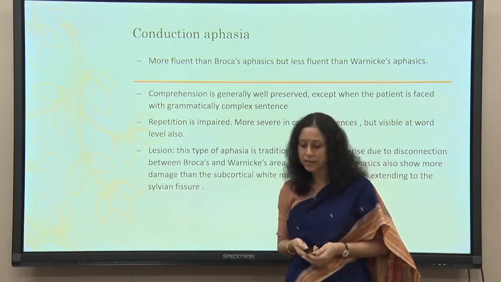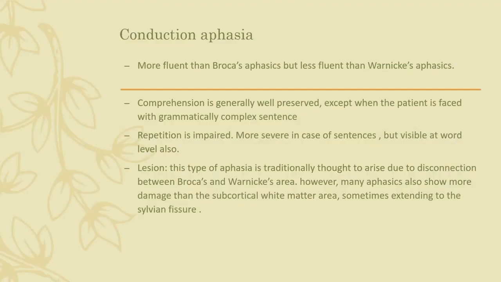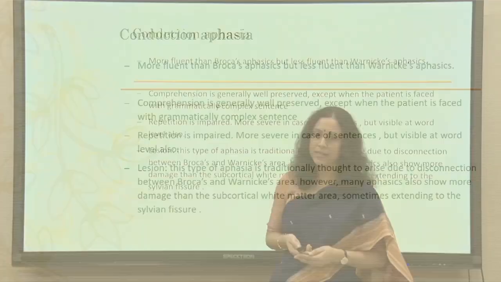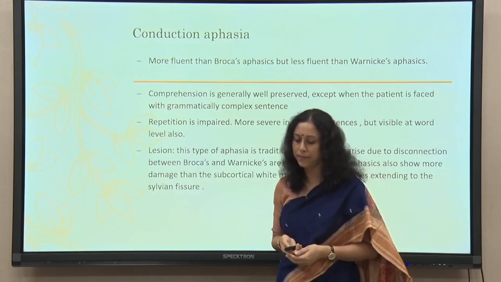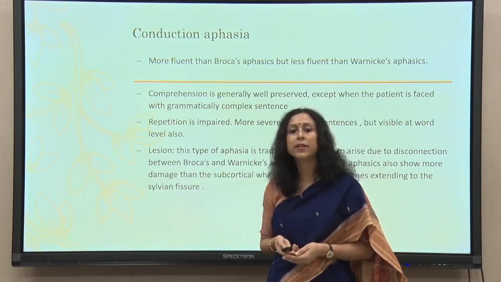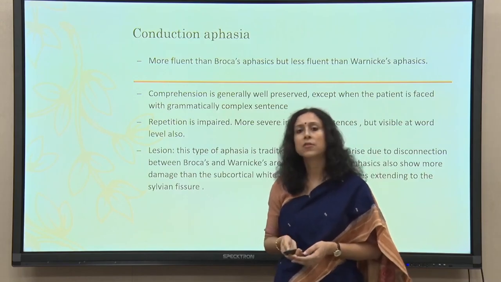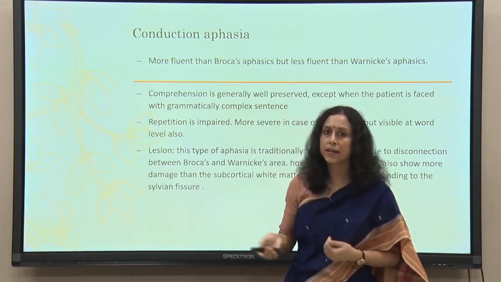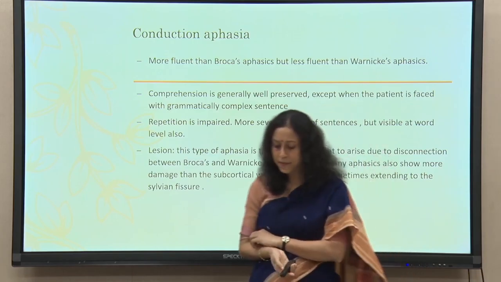In terms of lesion, this type of aphasia is traditionally thought to arise due to a disconnection between Broca's and Wernicke's area. So, basically the connection is disrupted. However, many aphasics also show more damage than the subcortical white matter area, which is the pathway, sometimes extending to the Sylvian fissure as well. So, this is not only affecting the subcortical white matter that connects Broca's and Wernicke's area, but also extends to other regions.